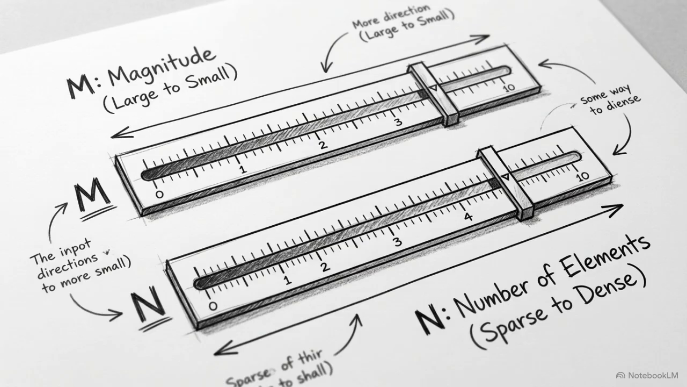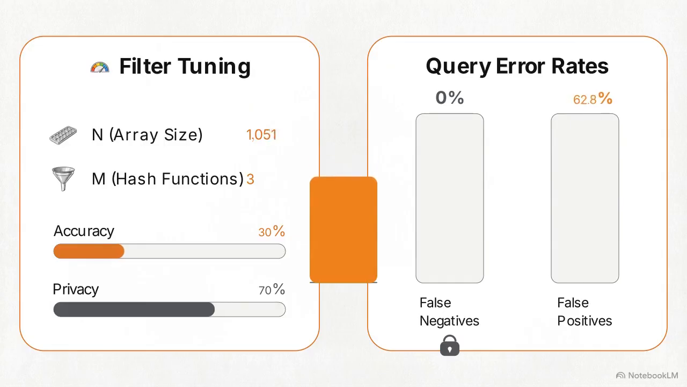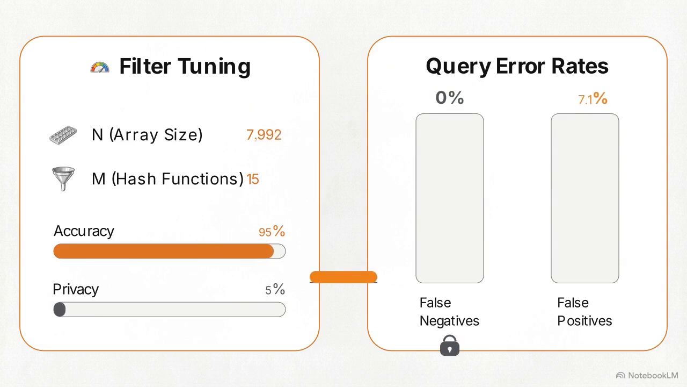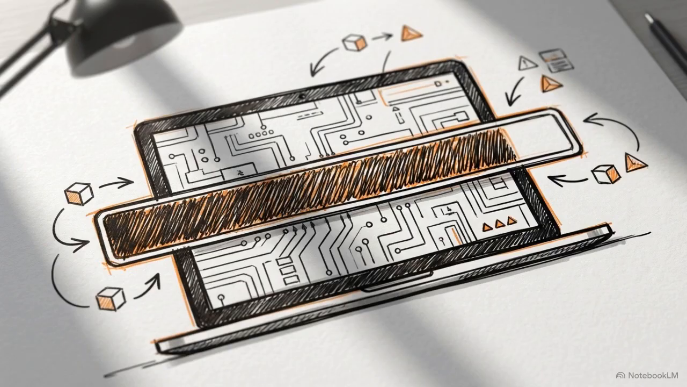System architects tune this behavior based on their exact needs. By expanding the array size, n, or altering the number of hash functions, m, they can dial in the precise ratio of accuracy to privacy. The mechanism guarantees 0 false negatives, while intentionally allowing a mathematically controllable volume of false positives. It's a highly efficient way to compress data queries.